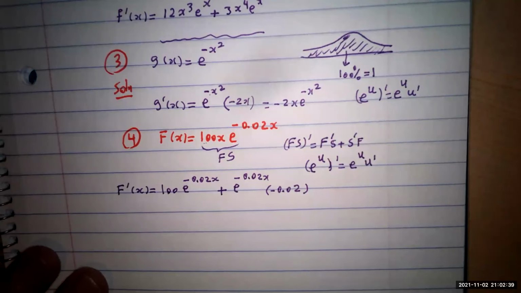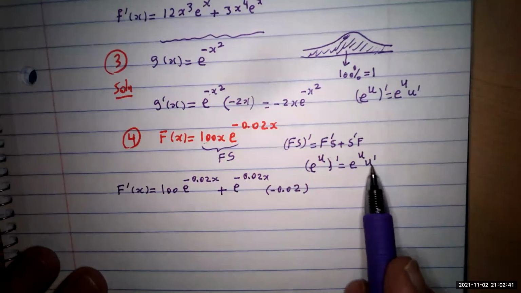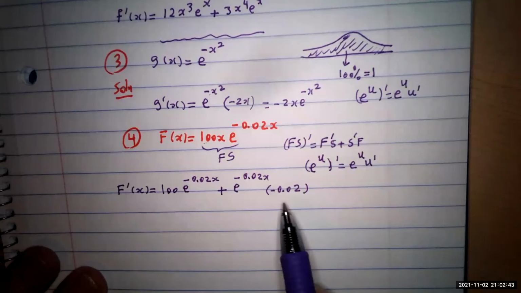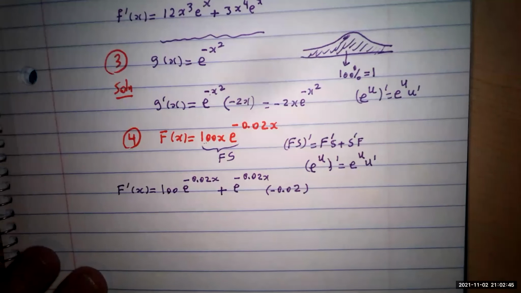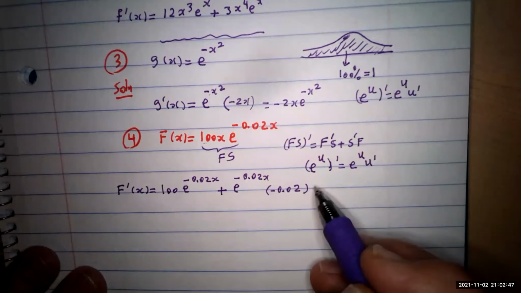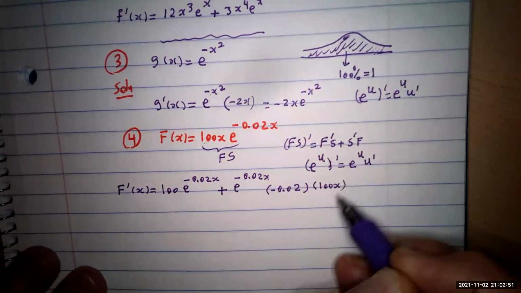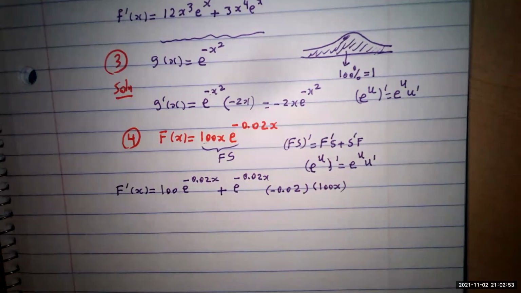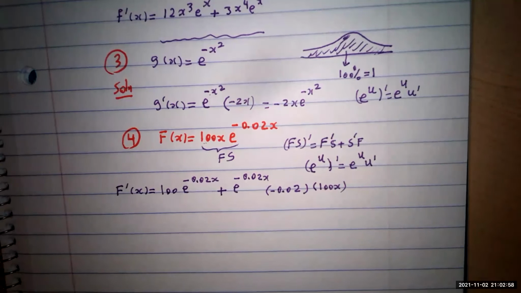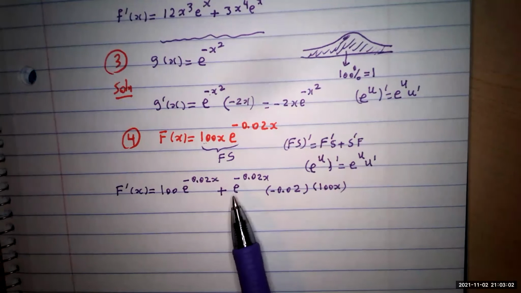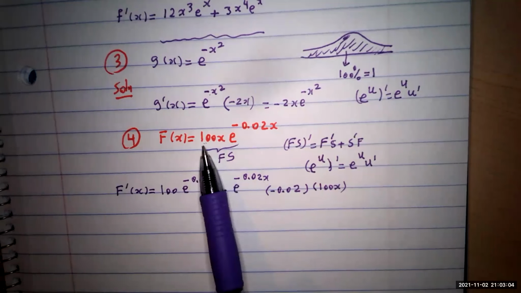Okay? Derivative of e to the u times u prime. So what is u prime? Negative 0.02. But you have to multiply by the first. Multiply by the first means you multiply by 100x. Any question? So derivative of the first times second, 100, plus derivative of a second times first.